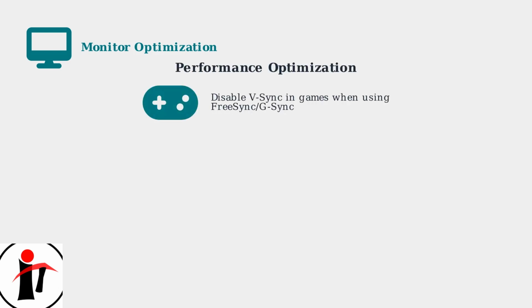Finally, optimize your system settings for maximum performance with these essential tweaks. Disable V-Sync in your games when using FreeSync or G-Sync. These technologies handle frame synchronization more efficiently than traditional V-Sync. Set Windows to High Performance Power Plan to prevent CPU throttling and ensure consistent frame delivery at 240 Hz.